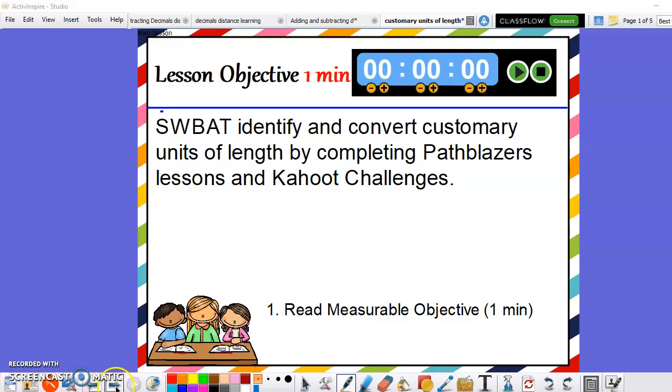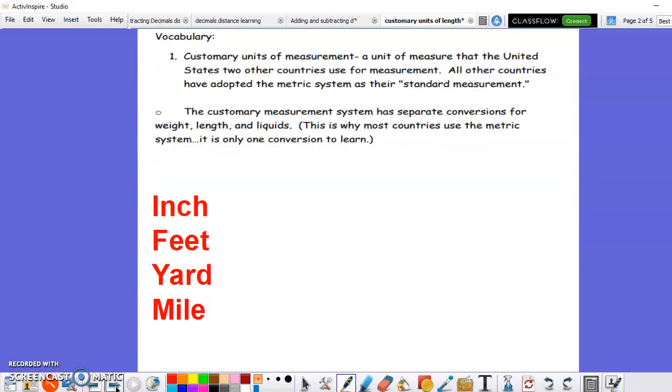So we talked before about the customary units of measure, which are a unit of measure that the United States and two other countries use for measurement. All other countries have adopted the metric system as their standard measurement. The customary measurement system has a separate conversion for weight, length, and liquids. This is why most countries use the metric system. It is only one conversion to learn. Here in America, we use metric and customary. For the units of length, which we're focusing on today: inch, feet, yards, mile.